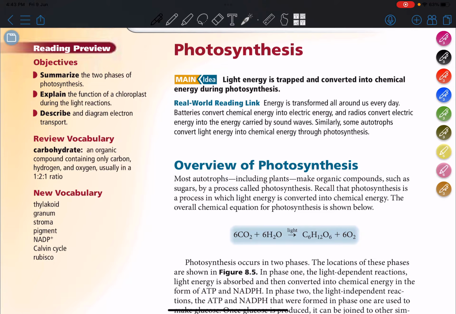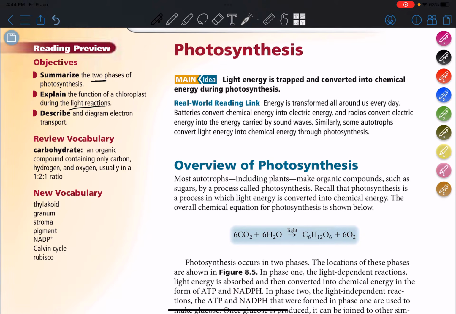Then we'll talk about the alternative pathways for photosynthesis. Right, so some of the essential questions that we're looking at are: what are the two phases of photosynthesis? Explain the function of chloroplasts during the light reactions, and describe the diagram of the electron transport.